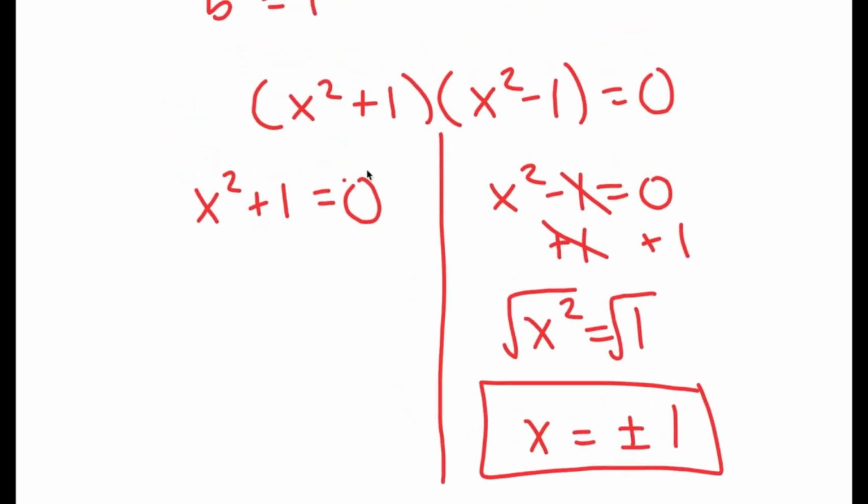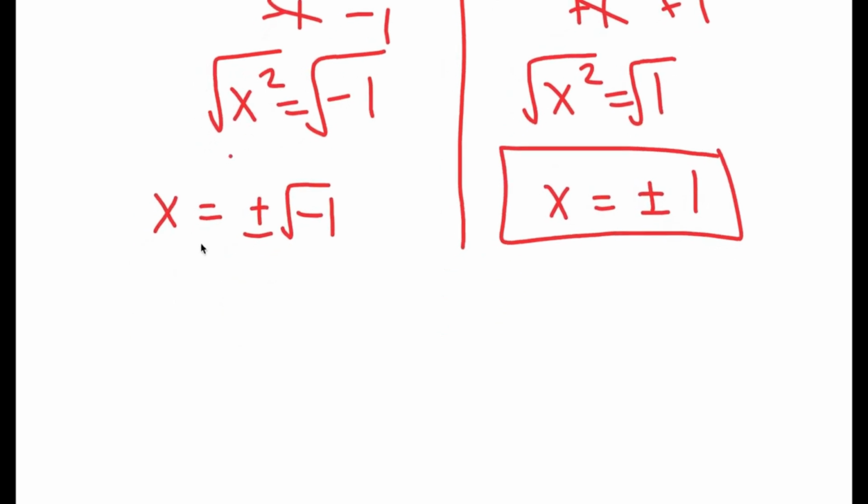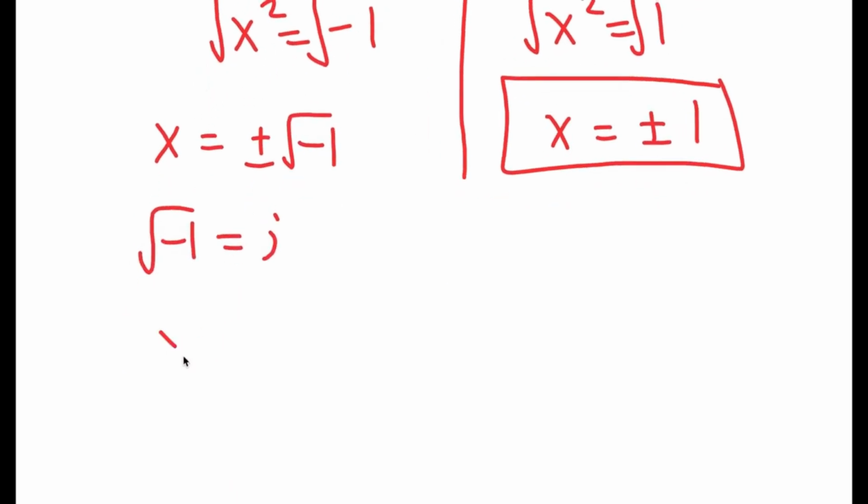Now for x squared plus 1 equals 0, I'm going to subtract 1 on both sides. So I get x squared is equal to negative 1. I'm going to again take the square root on both sides, but this time I get x is equal to positive or negative square root of negative 1. Now if you already know, the square root of negative 1 is equal to i. So I get x is equal to positive or negative i.